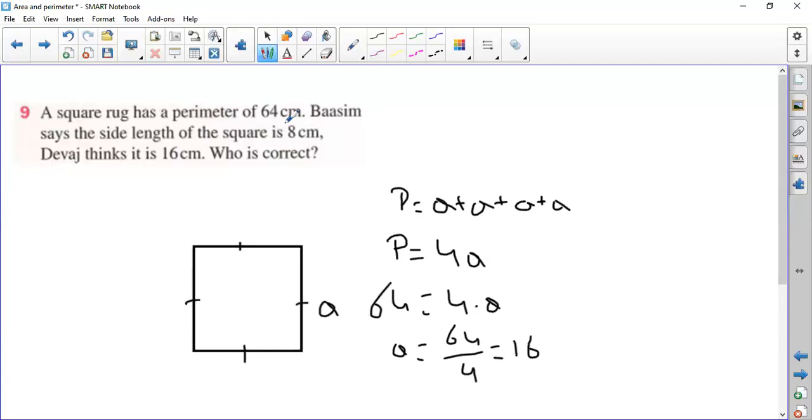So who is right? Devash is right, and Basim is not right. It is not 8, it is 16. Okay, why had Basim said 8? He has mixed this one up with area. So if the area of the square was 64 square centimeters, then the side length would be 8, because 8 times 8 is 64. Okay. The length is in centimeters. Okay, now let's continue to the next question.